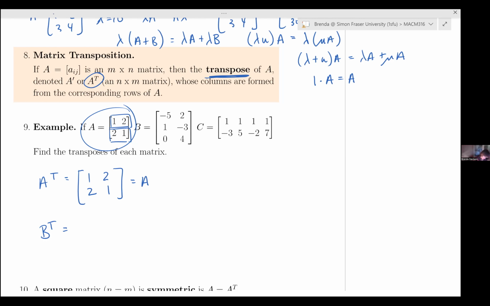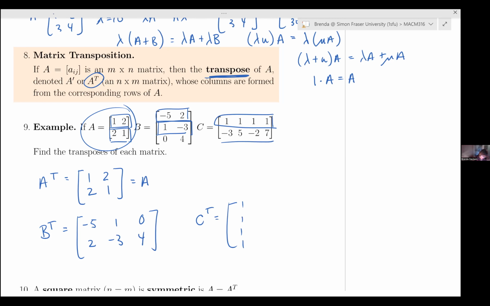So B transpose, I'm going to take the first row of B and make it the first column of the transpose. Second row becomes the second column, and the third row becomes the third column. Okay, so there's B transpose, and then C transpose. I'm going to do the same thing. First row becomes the first column, 1, 2, 3, 4, and the second row becomes the second column. That's how you form the transpose.